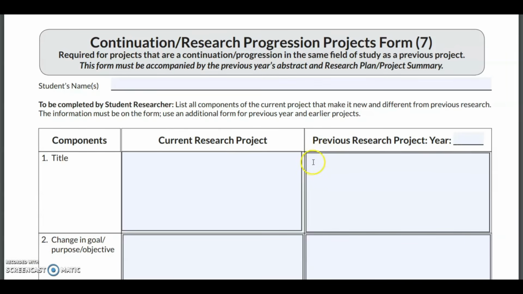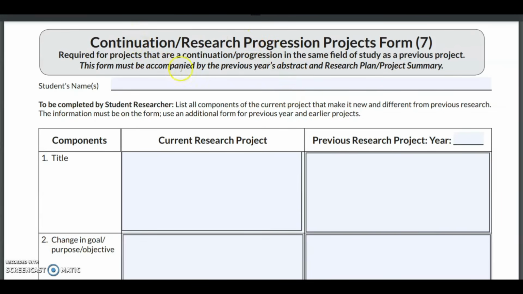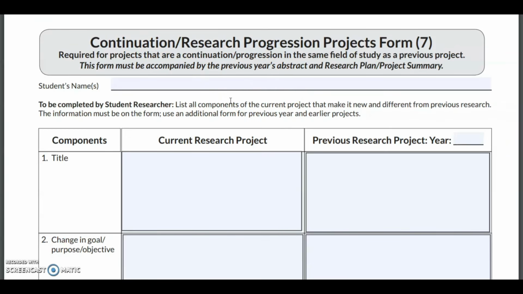And for the last, we have Research Form 7. There are projects that are considered a continuation in the same field. This form is needed for that kind of study. Form 7 is intended for the continuation of a project. This is a research progression project.